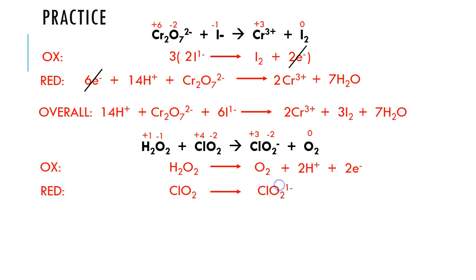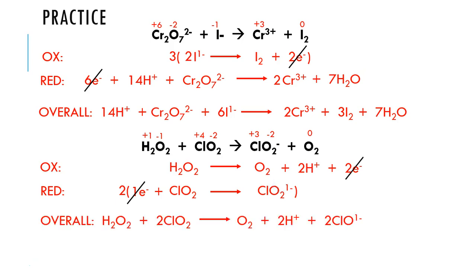And for the reduction half reaction, we have chlorine dioxide going into the chlorite ion. So chlorine is already balanced, oxygen is already balanced, so all we have to do is balance the charge. Now we will double the reduction half reaction in order to equalize the number of electrons. When we do that, the electrons will cancel, and the overall reaction becomes this. So if you didn't get this, go back to the beginning of the slide and try again.